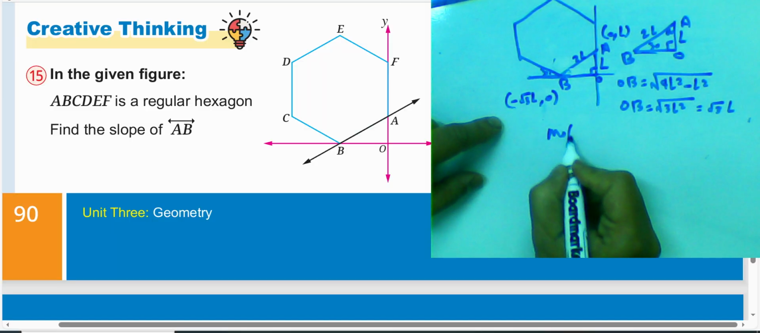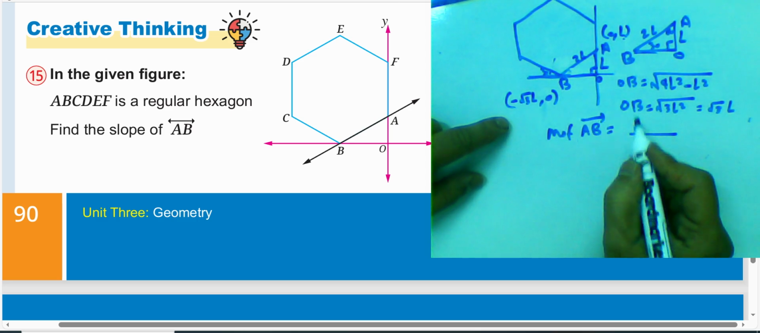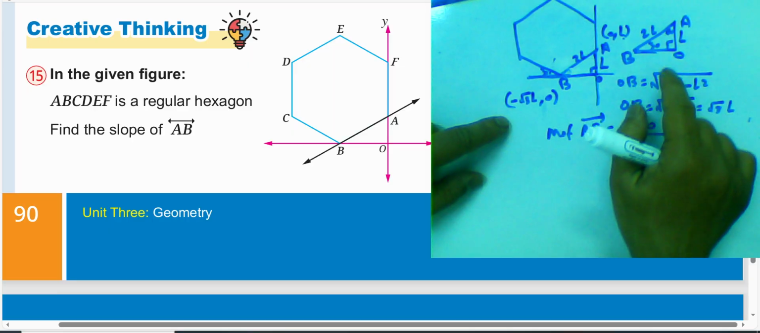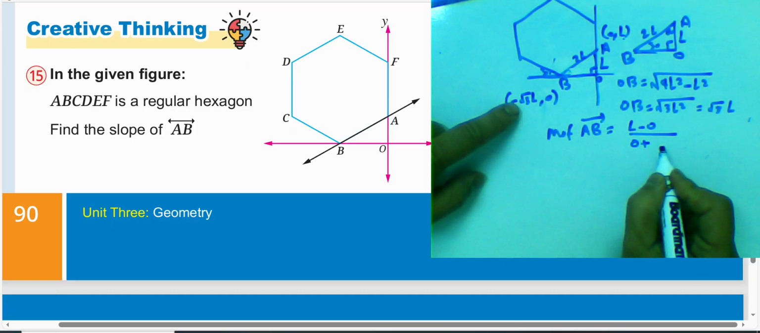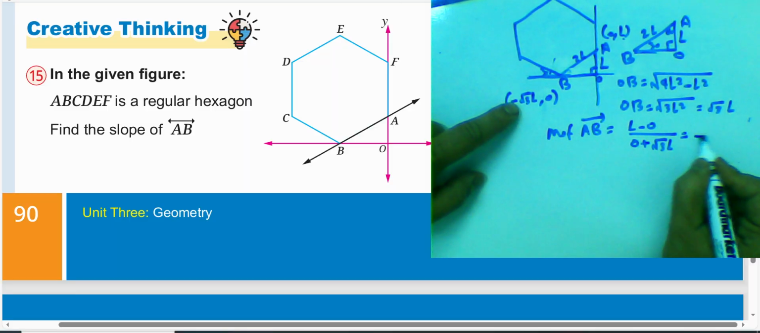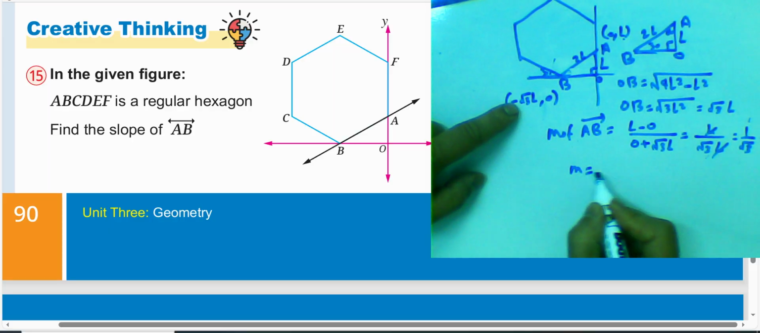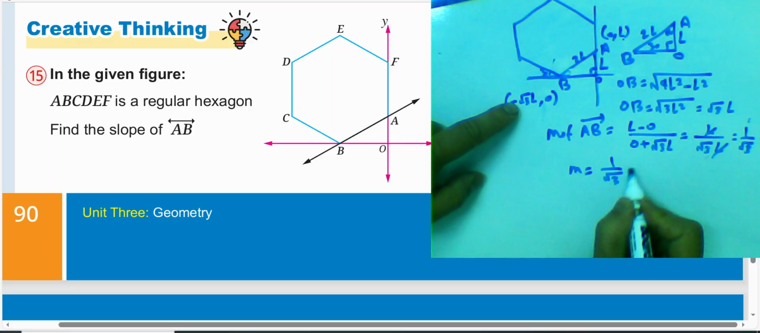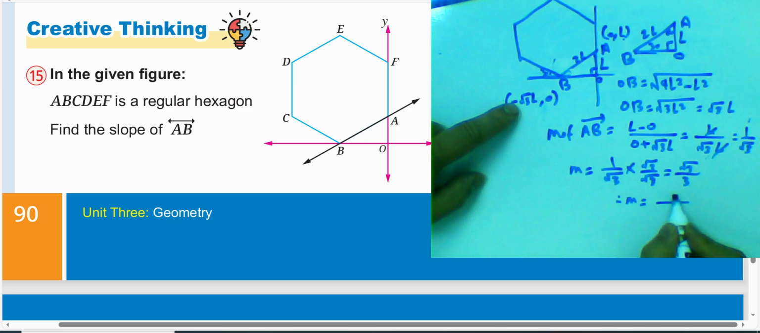For the slope of AB, we can write: L minus 0 over 0 minus negative root 3 L. It will be 0 plus root 3 times L. L minus 0 is L over root 3 times L. Cancel L by L. The result will be 1 over root 3. Then simplify by multiplying numerator and denominator by root 3. The result will be root 3 over 3. Then the slope of AB equals root 3 over 3.